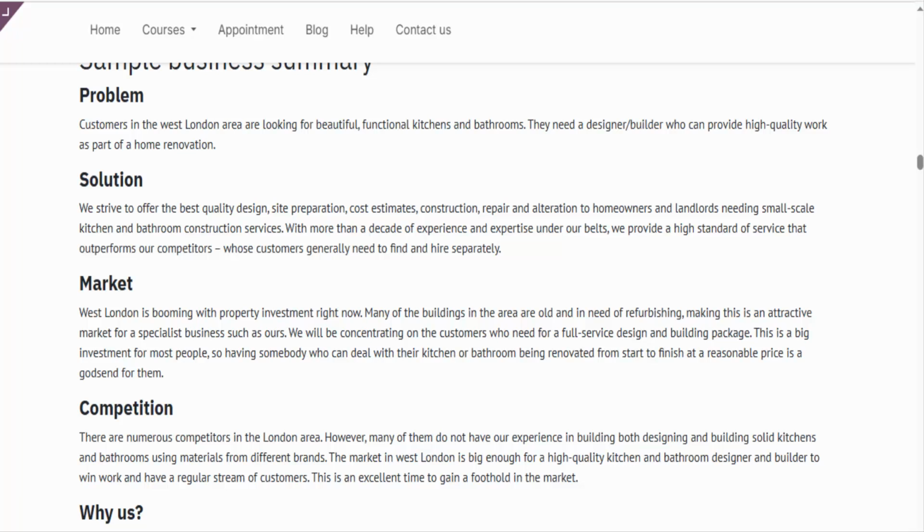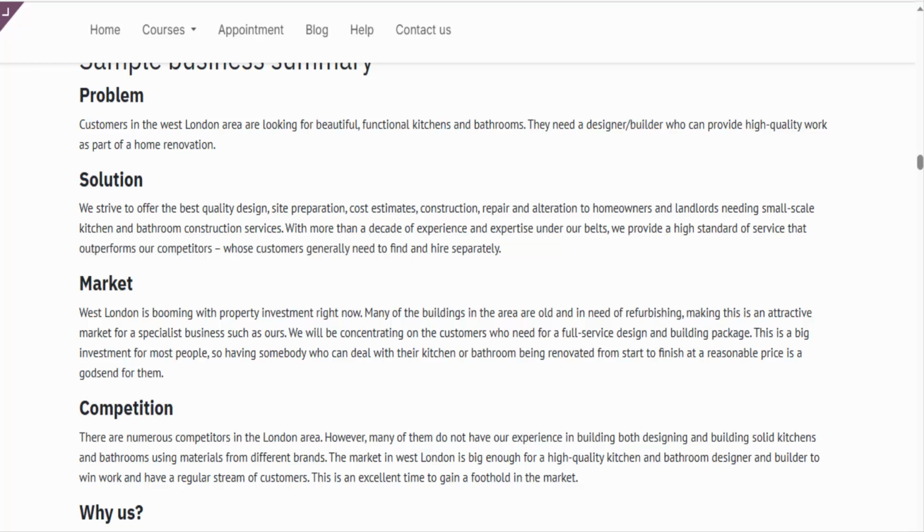We will be concentrating on the customers who need a full-service design and building package. This is a big investment for most people, so having somebody who can deal with their kitchen or bathroom being renovated from start to finish at a reasonable price is a godsend for them.